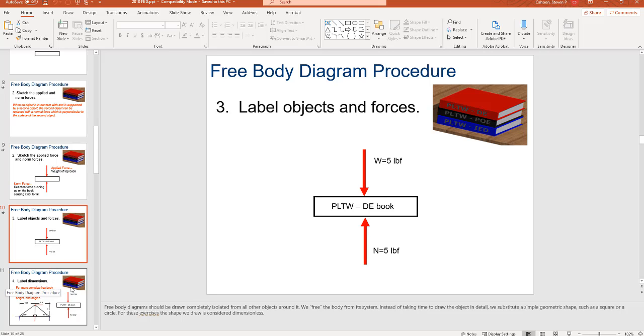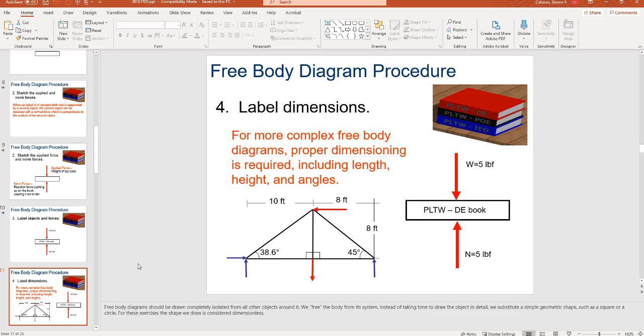Okay, so in a problem, what you'll also notice is that you also have to label dimensions if they are present. So notice that the dimensions, the angles, they're all labeled. So this is different than this, right? We're not talking about the book anymore. This is something we'll do later on.